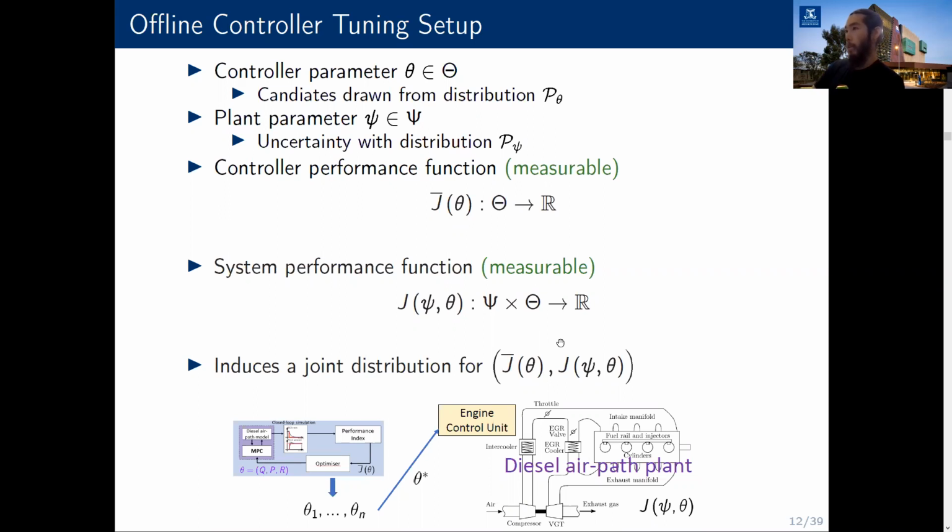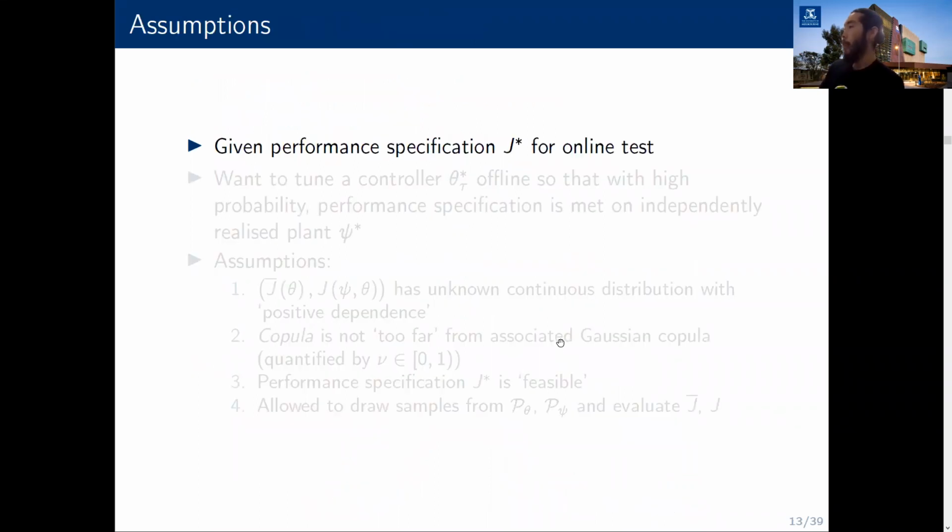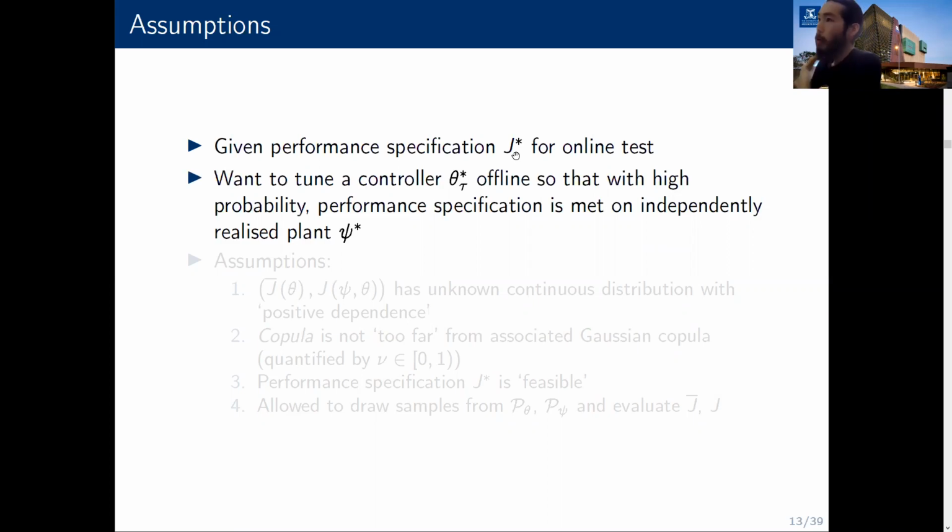And so moving on to now the assumptions of our algorithm. First of all, we're given some performance specification J star, which we want to meet on an online test. And so the goal here is to actually use our algorithm to tune a controller offline so that when we go to test this tuned controller online using an independently realized plant, then we're going to meet this performance specification J star with high probability.